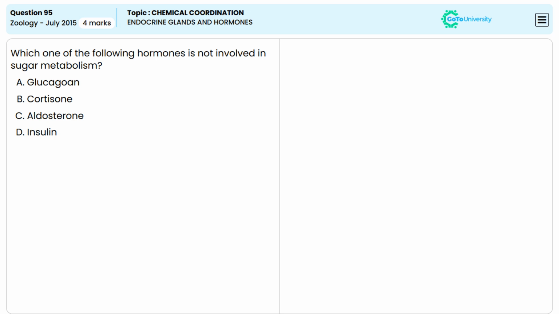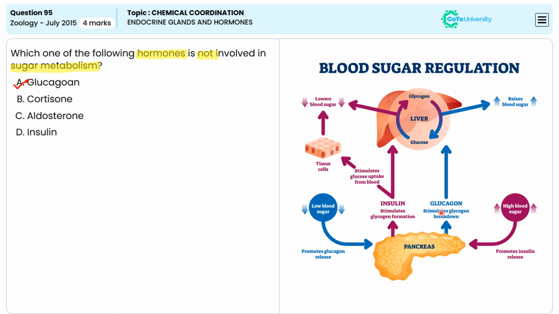Which one of the following hormones is not involved in sugar metabolism? Option A, glucagon. Glucagon hormone is involved in increasing the blood sugar level by promoting the release of glucose molecule from the liver, that is by converting or breaking down glycogen into glucose. So that means option A is an incorrect answer.